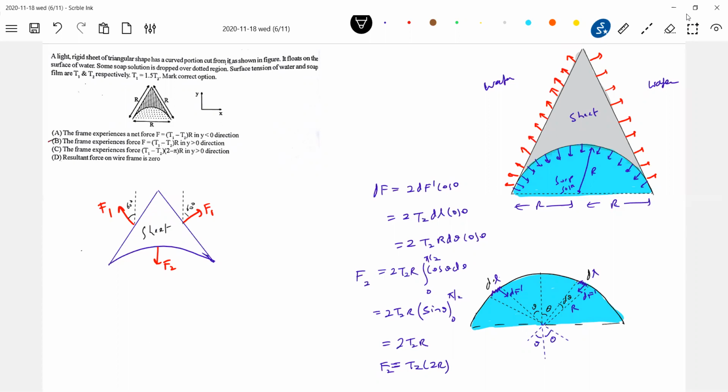Let's get into this one. What is F1? We'll calculate one by one. I'll write nearby this one, it'll be easier. F1 should be the force of surface tension due to water. It should be T1 into R. What is F2? F2 we calculate: T2 into 2R. Net force on the sheet should be equal to F2 minus 2F1 cos 60.